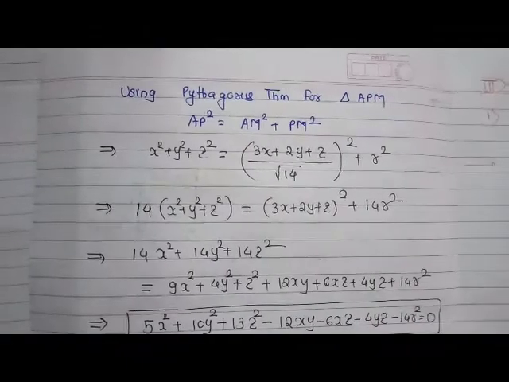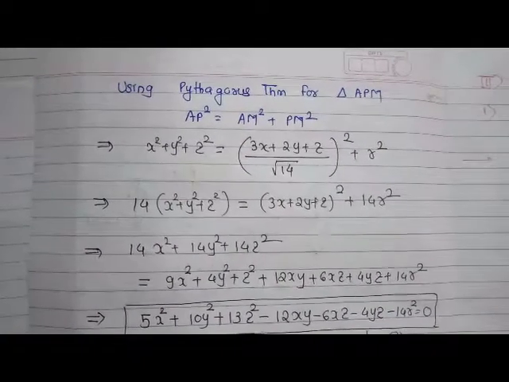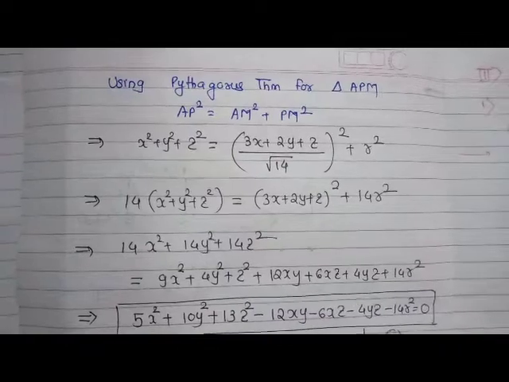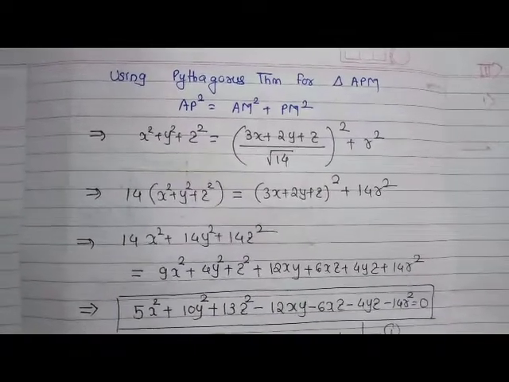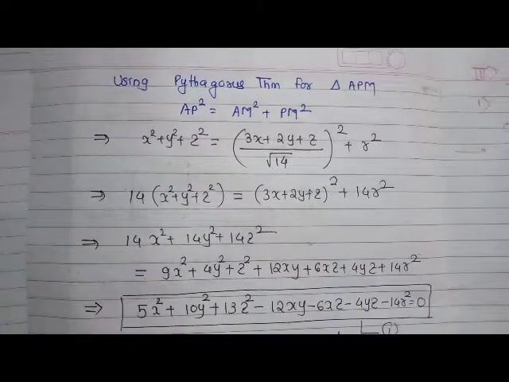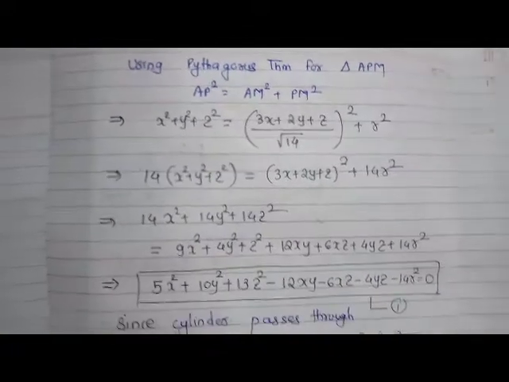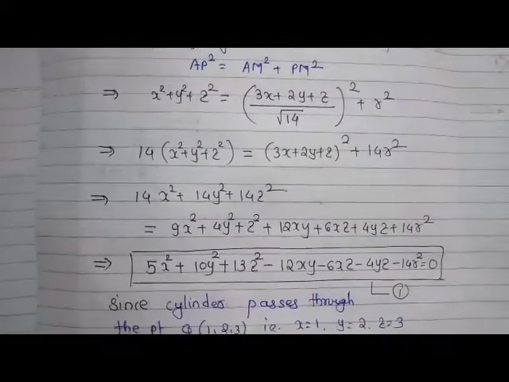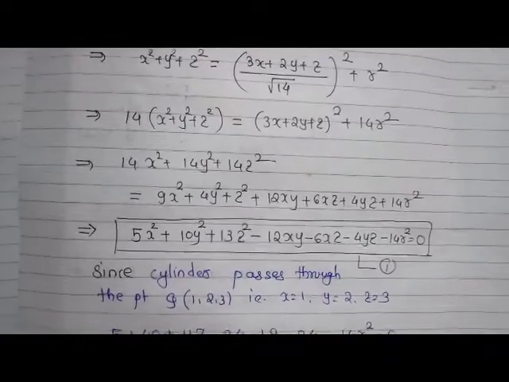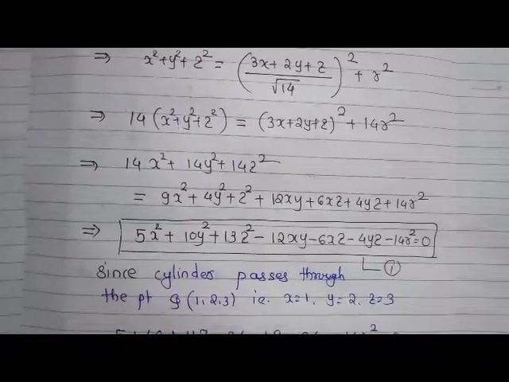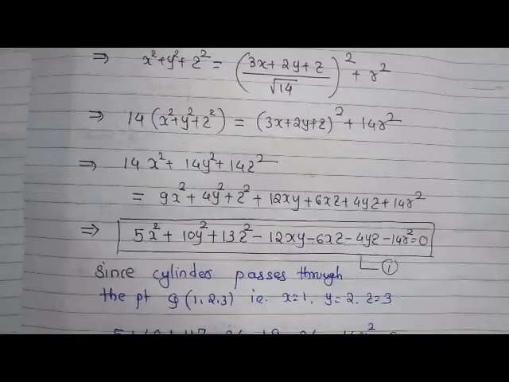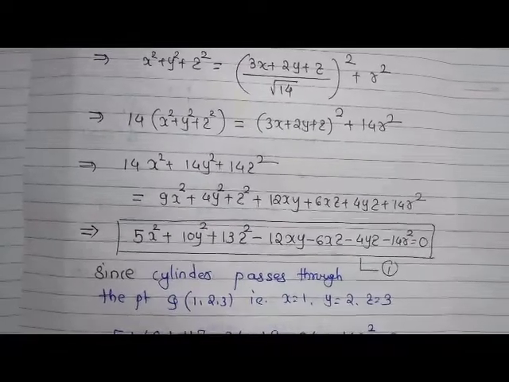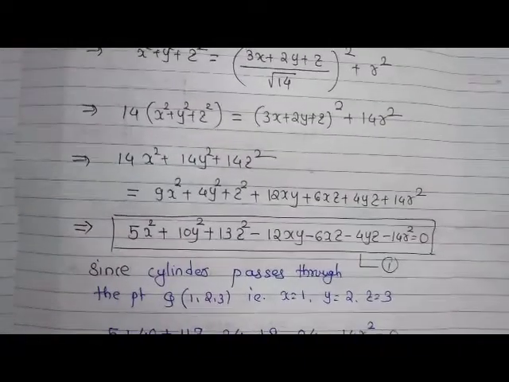Using the Pythagoras theorem for triangle APM, AP square equals AM square plus PM square. So the square root will cancel, and AM square is written plus r square. Then it is simplified by the usual method, multiplied on both sides by 14, and we get equation number 1: 5x square plus 10y square plus 5z square minus 12xy minus 6xz minus 4yz equals 14r square.